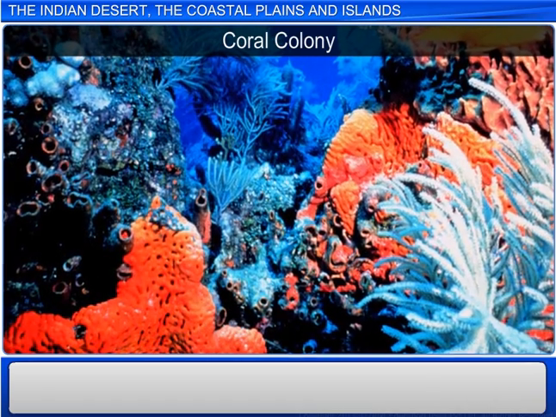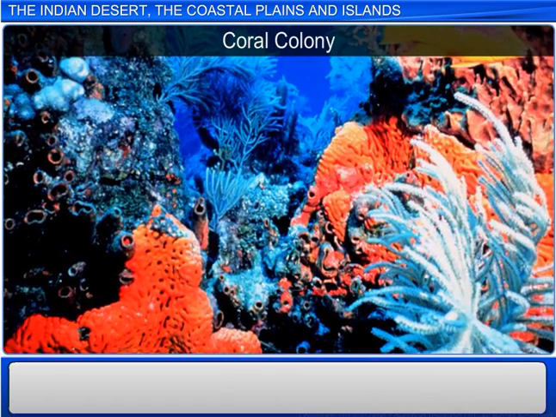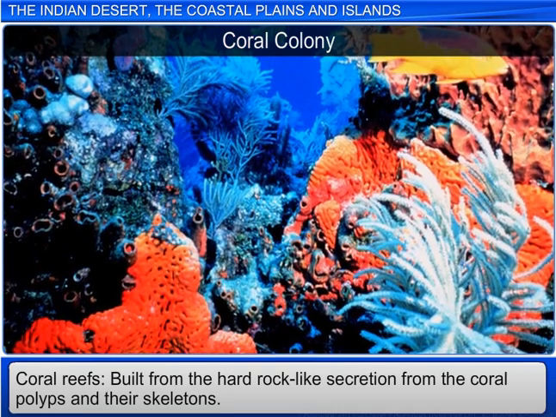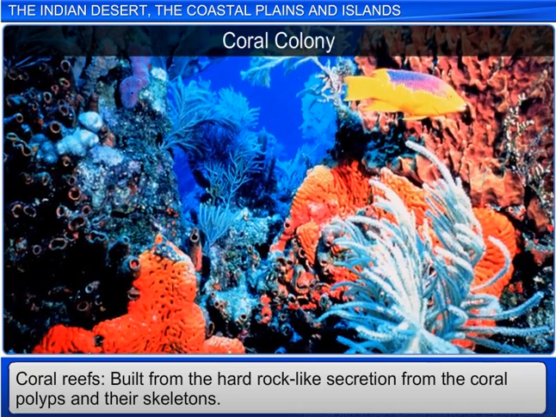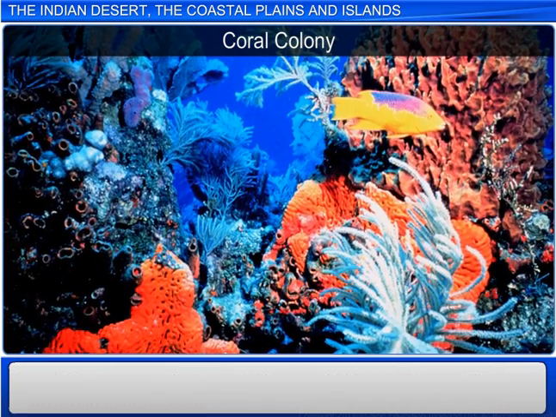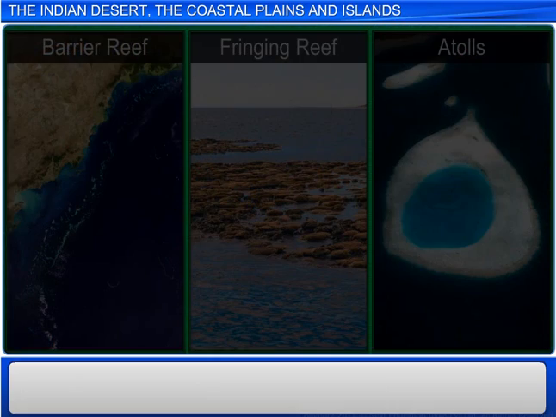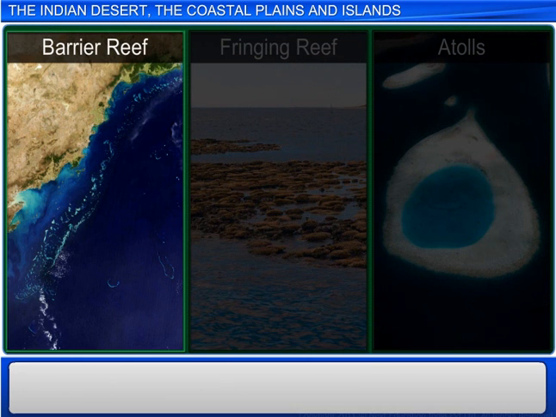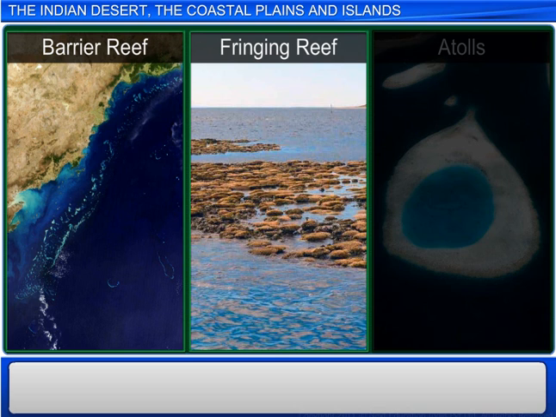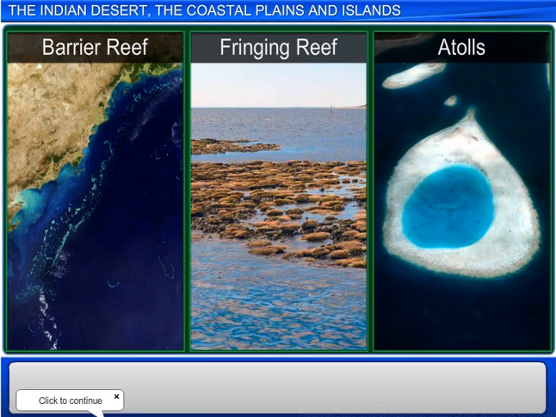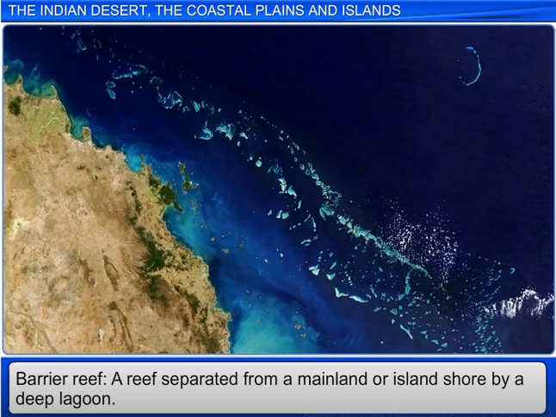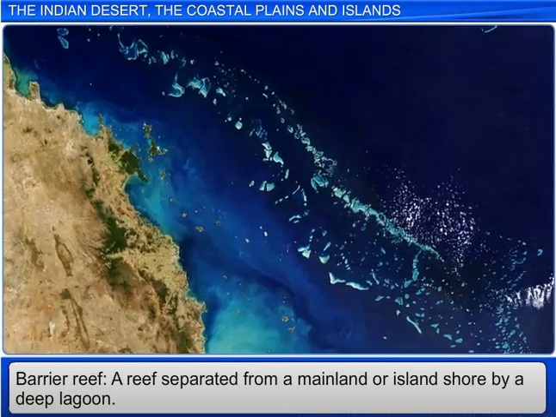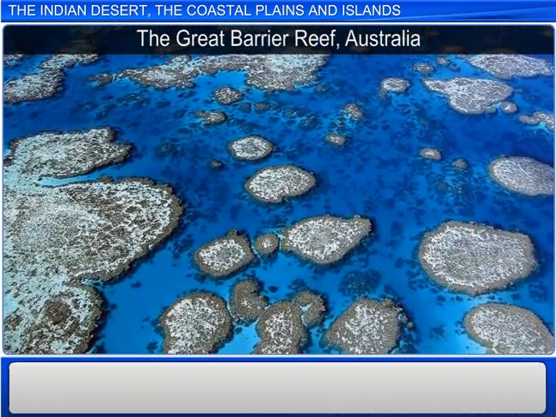And how do they form such huge coral reefs? The reefs are built of a combination of hard rock-like secretion from the coral polyps and their skeletons. There are three main kinds of reefs: barrier reef, fringing reef, and atolls. A barrier reef is one that is separated from a mainland or island shore by a deep lagoon. The Great Barrier Reef of Australia is a good example.